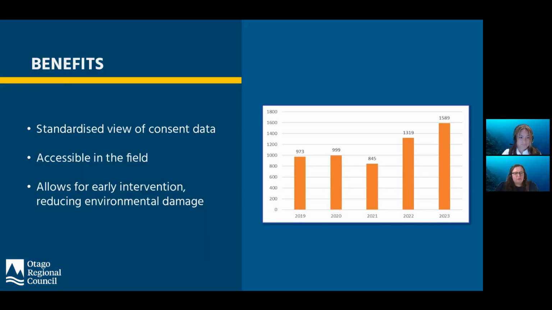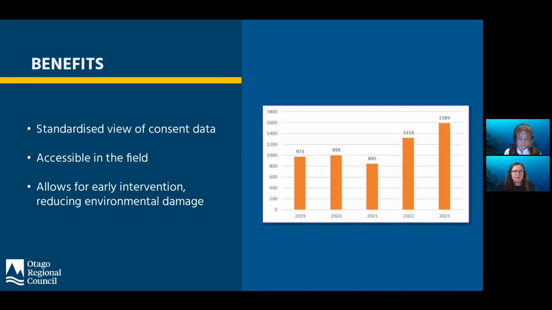So just some benefits of using the dashboards and the data portal in general is that, like I said, it can create a standardized view of consent data. These dashboards are actually accessible to the team in the field as well, so they can pull them up wherever they are. And it makes things a lot easier to check if people are being compliant or not. It also allows for earlier intervention potentially. Rather than reviewing these possibly annually to see if someone was complying or not, it's now a lot easier to see that near real-time data and see, in real time, whether people are complying or not.